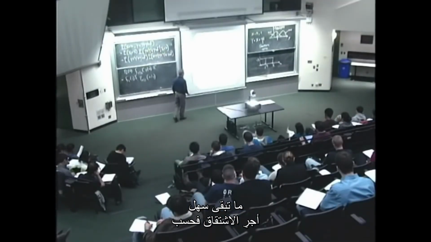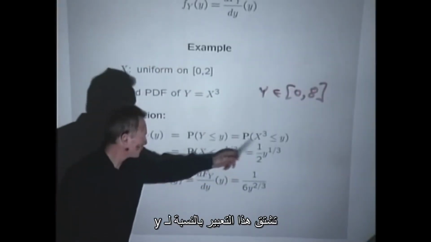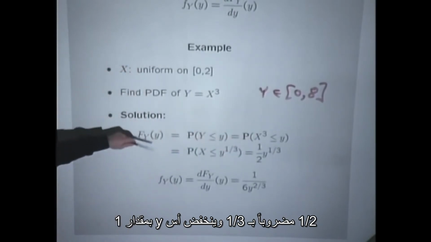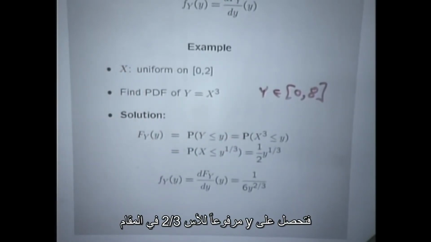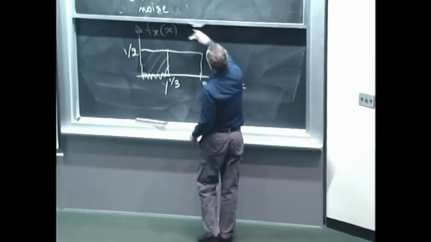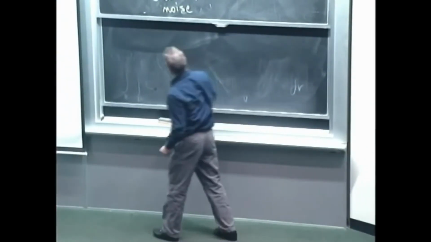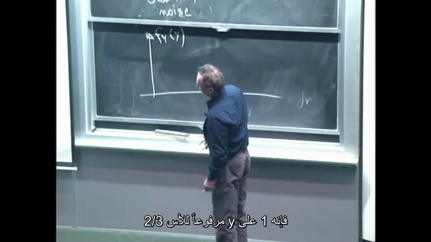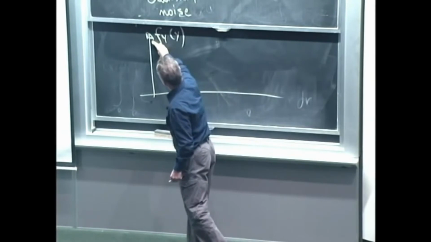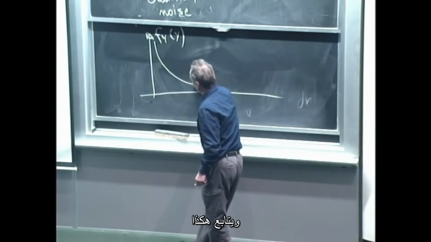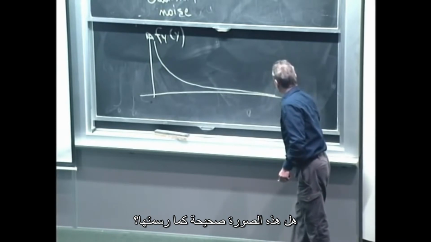You just take derivatives. You differentiate this expression with respect to y: 1/2 times 1/3, and y drops by 1 power. So you get y to the 2/3 in the denominator. So if you wish to plot this, it's 1 over y to the 2/3. So when y goes to 0, it sort of blows up, and it goes on this way. Is this picture correct the way I have drawn it?